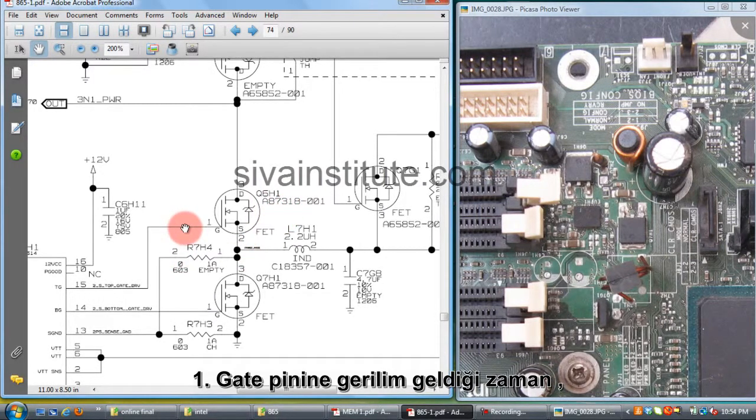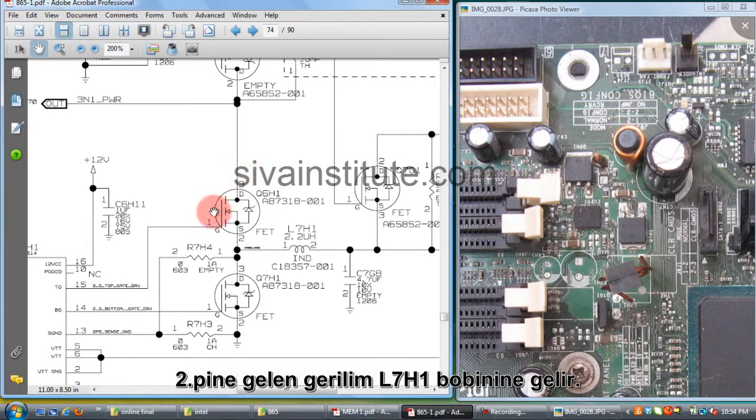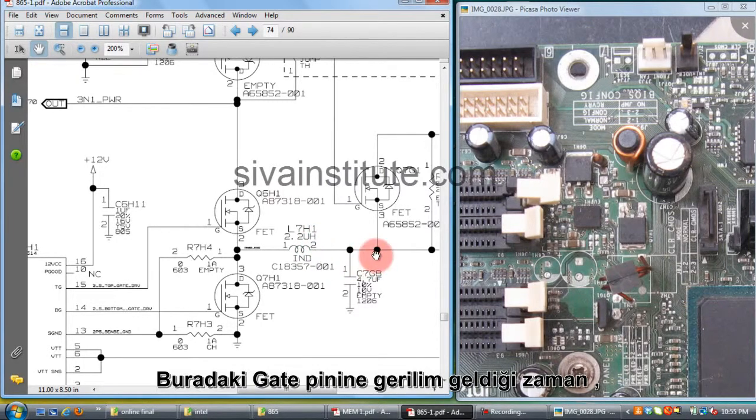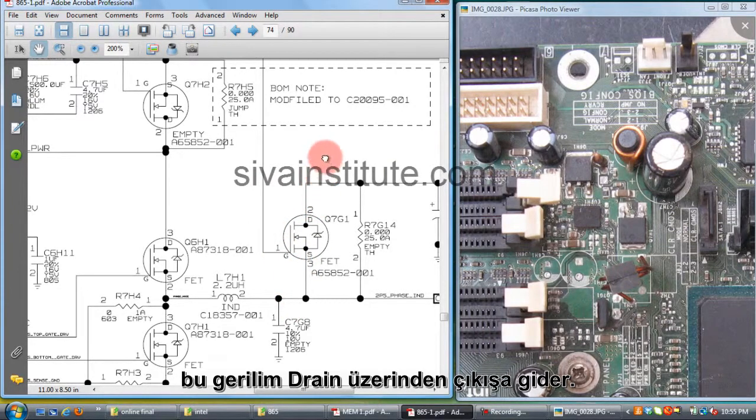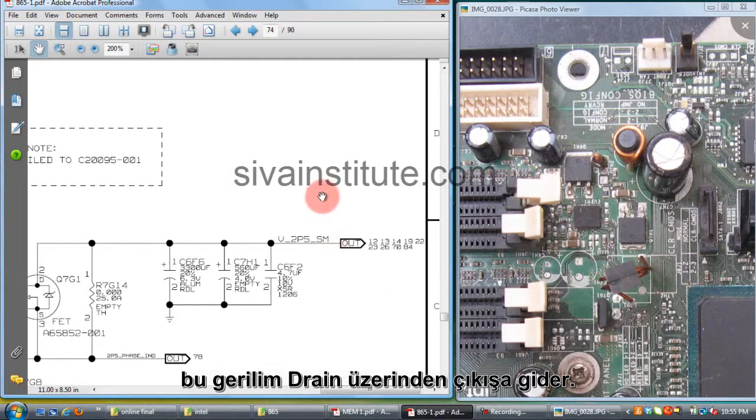When voltage is present here, this voltage comes to pin number 2. This is gate, drain, source. When you give voltage to the gate, the drain voltage comes from the source to this L7H1 coil. You should check here. When you give gate voltage, this voltage goes to, so this is the output of the voltage.